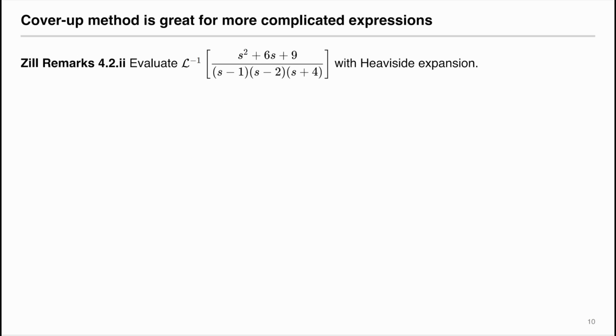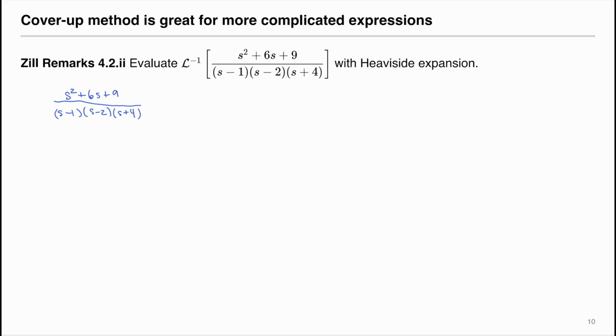Let's finish with a more complicated example to illustrate how easy it is to use the cover-up method or the Heaviside expansion. So for this partial fraction expansion, s squared plus 6s minus 9 divided by 3 linear factors. They're distinct, so we can use the cover-up method.